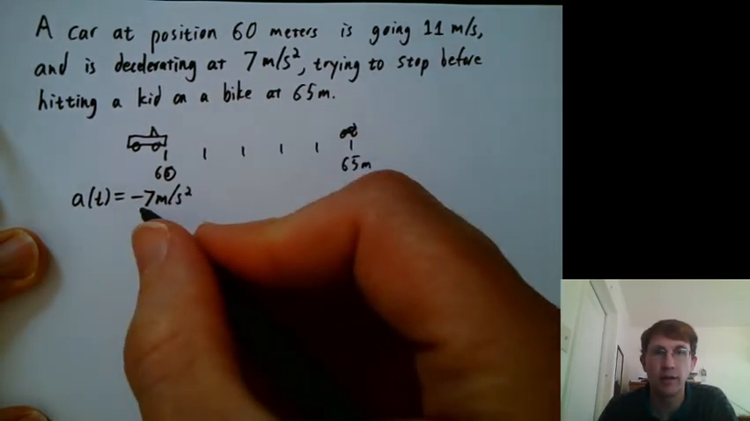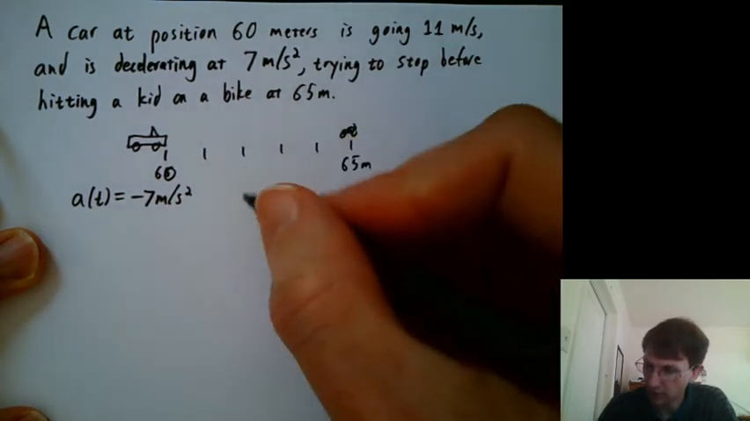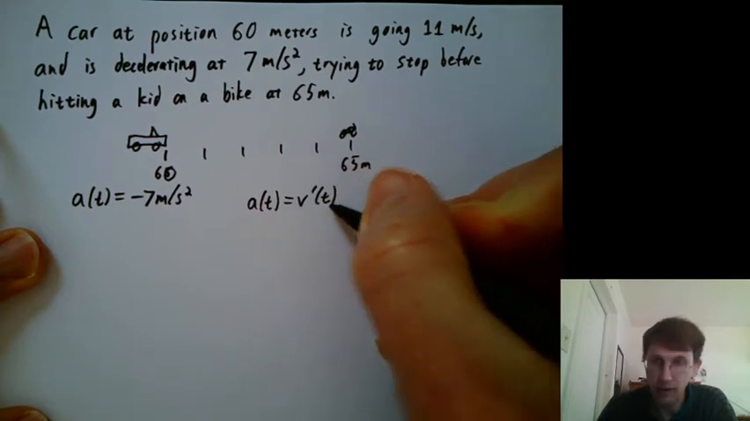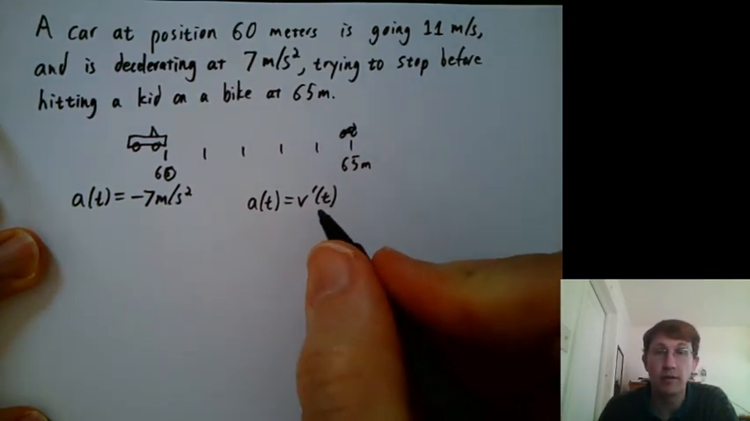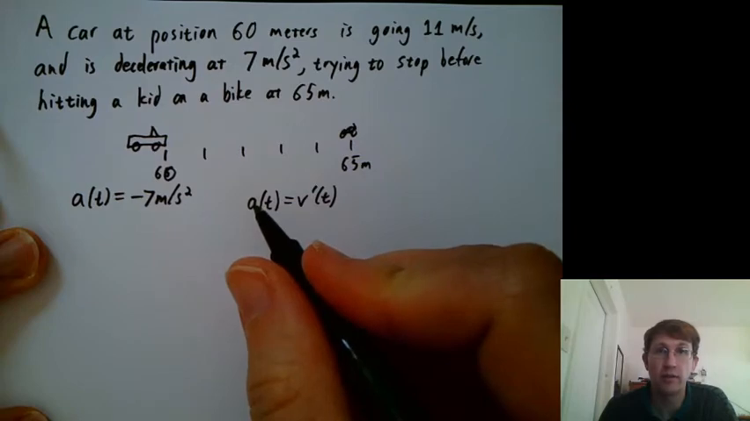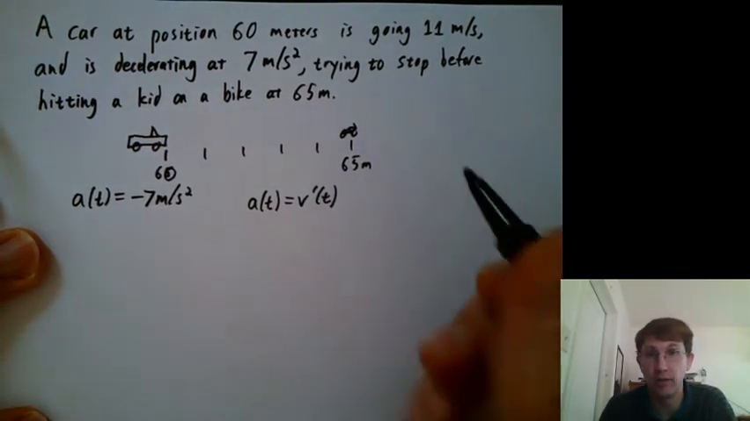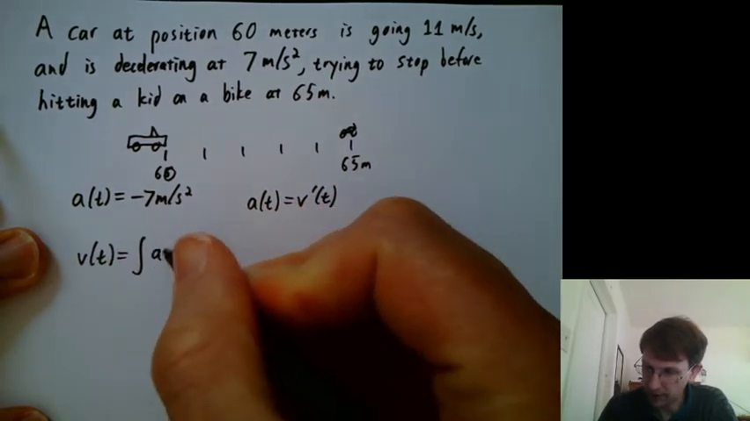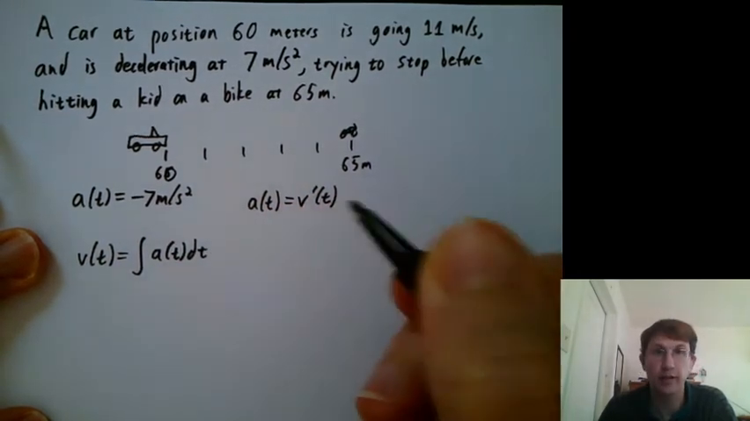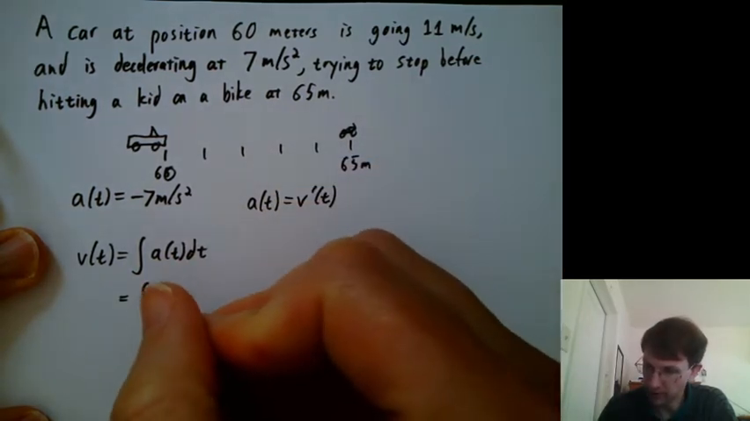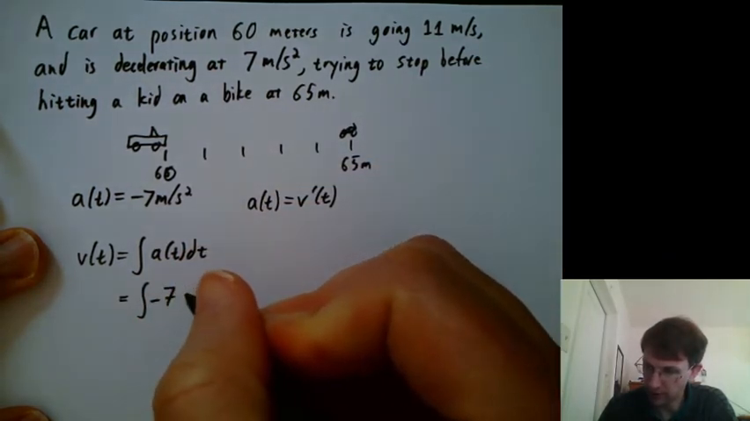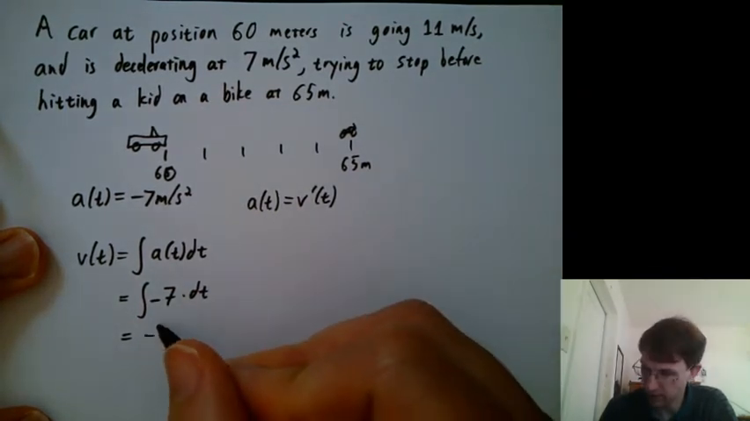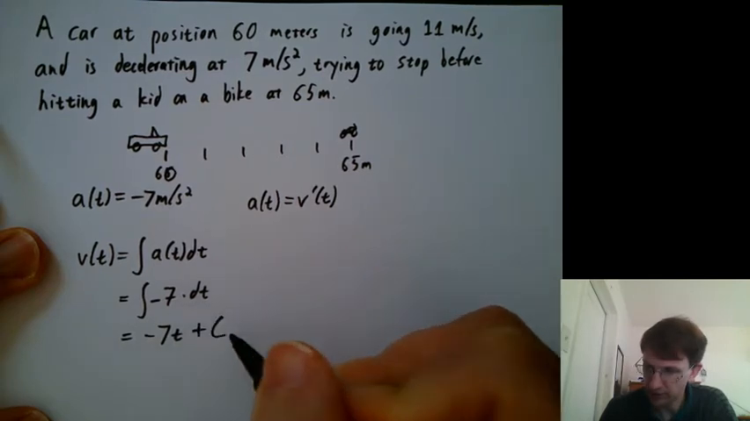What else do we know about acceleration and velocity? Well, we know that acceleration is the derivative of velocity, and we want to know the velocity, and we know the acceleration, so we need to kind of undo the derivative, right? So we could say that the velocity is the antiderivative of the acceleration, and that's the integral of negative 7 dt. And what's the integral of negative 7? It's negative 7t plus c.